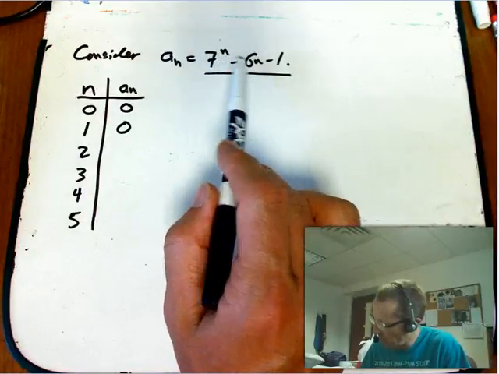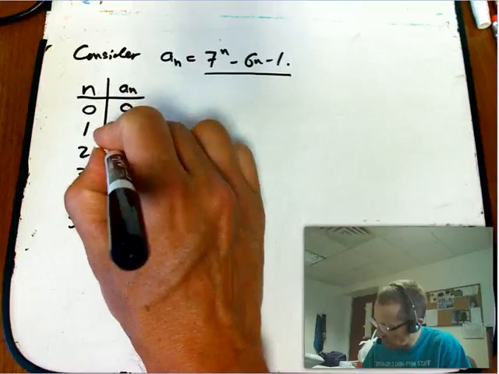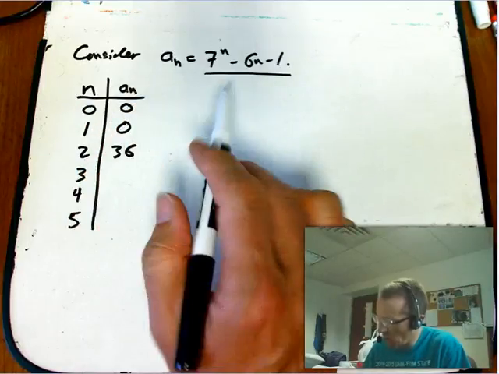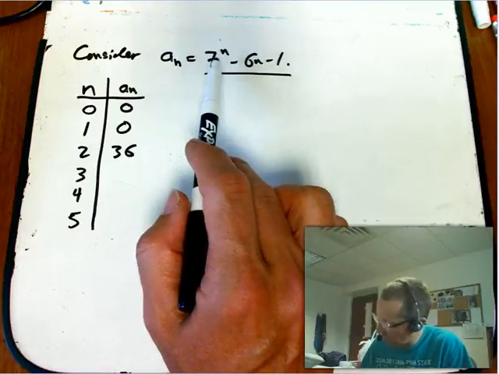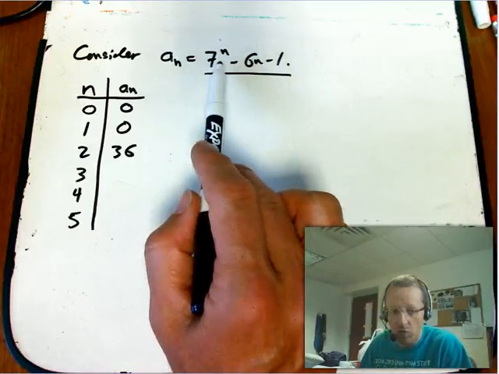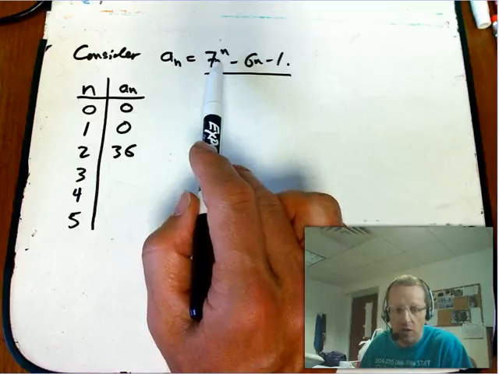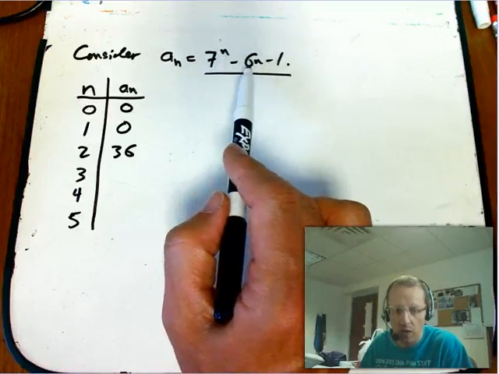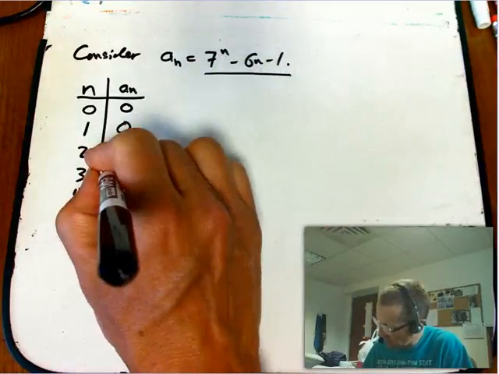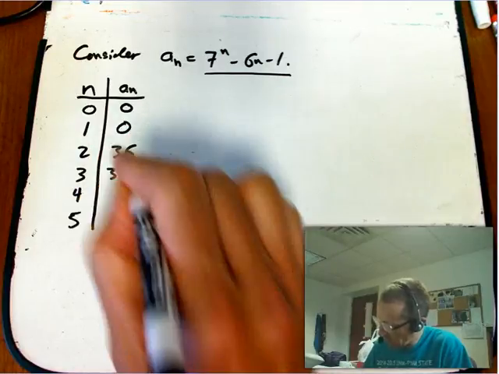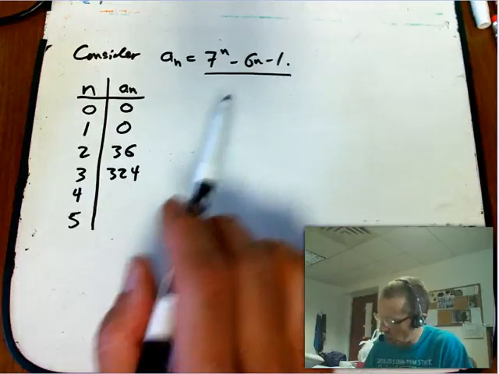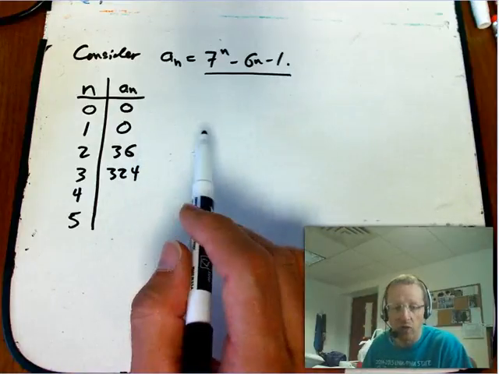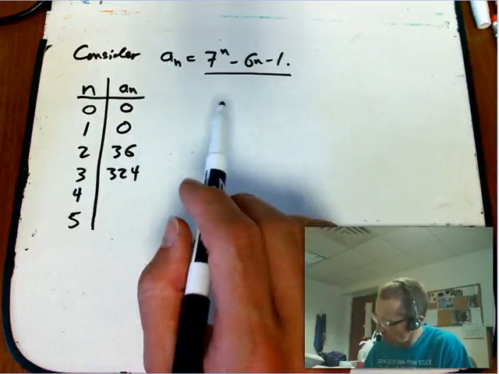7 squared, 49 minus 13 is 36. Then it's a little more work to actually get it, but we talked about 7 cubed in a few videos ago. So that's 7 cubed, 343 minus 19 is 324. So at any point you might want to pause the video and start thinking about, what's in common. We don't have a lot of evidence here, but you can start thinking about that.